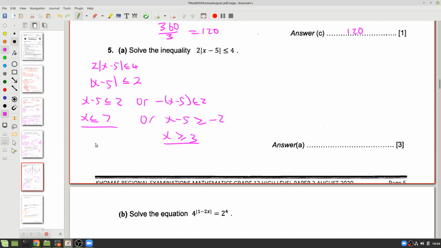Okay, so x is bigger than 3 but less than 7, so we can combine that into a single inequality. x larger than or equal to 3 but less than or equal to 7. And there we go.